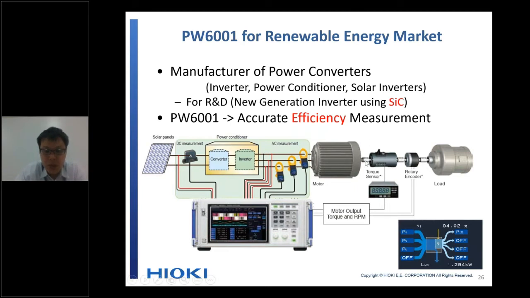In addition, if your system is connected to a motor, and you want to check the motor performance, like torque and rotation, in that case, our power analyzer can also input the motor output signals, torque and RPM. And this instrument can calculate the efficiency from the power conditioner primary side to the motor output. This is a very, very good application.